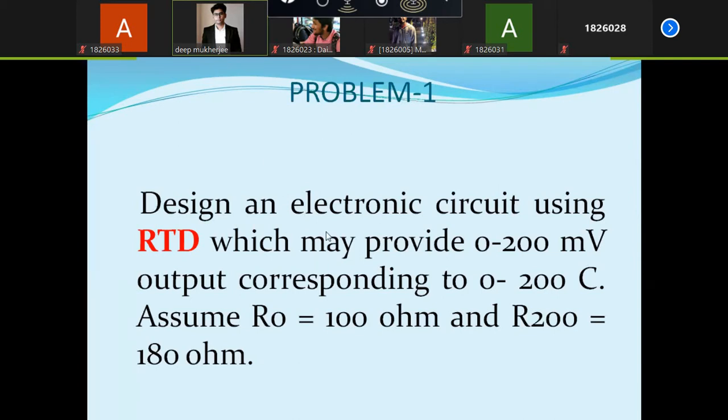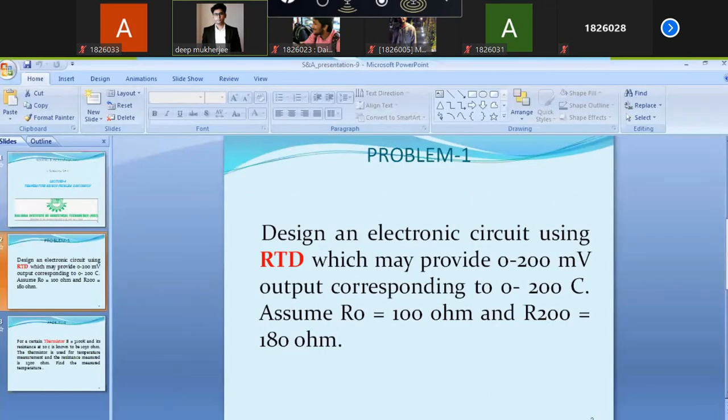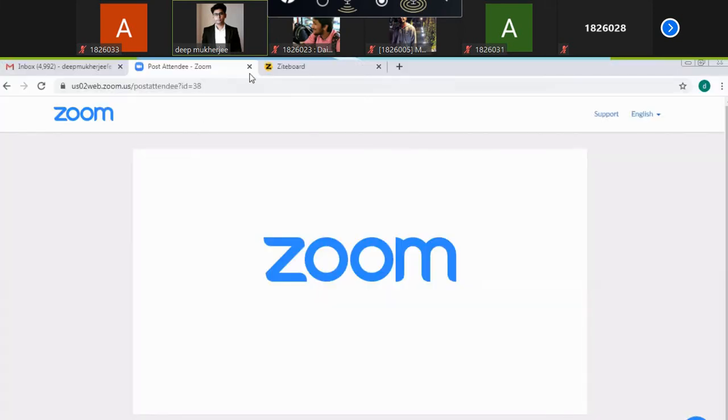So what parameters are given? The output voltage is given, that is 200 millivolt, and the corresponding temperatures, 0 and 200 degrees Celsius. The resistance values are also given, R0 is 100 ohm and R200 is 180 ohm. Please also solve it in your notebook and show the steps.